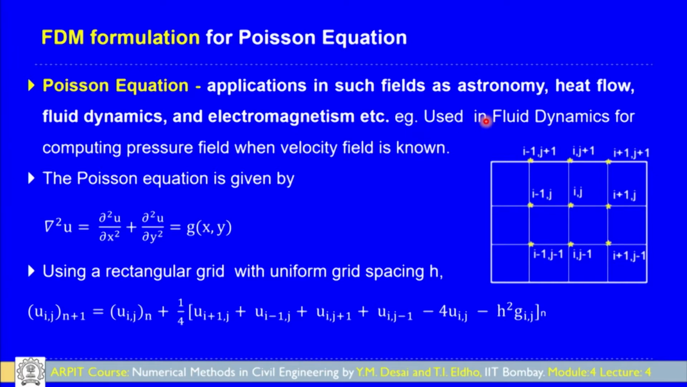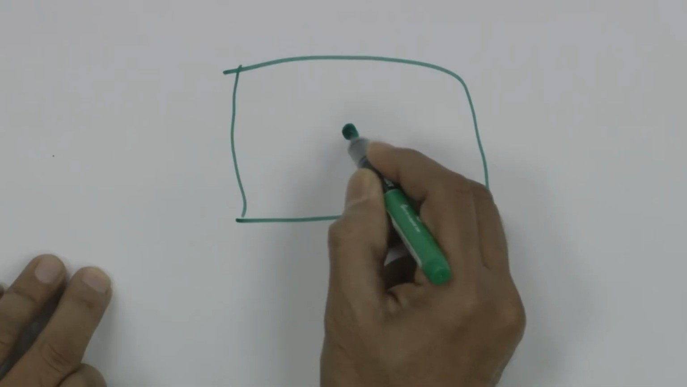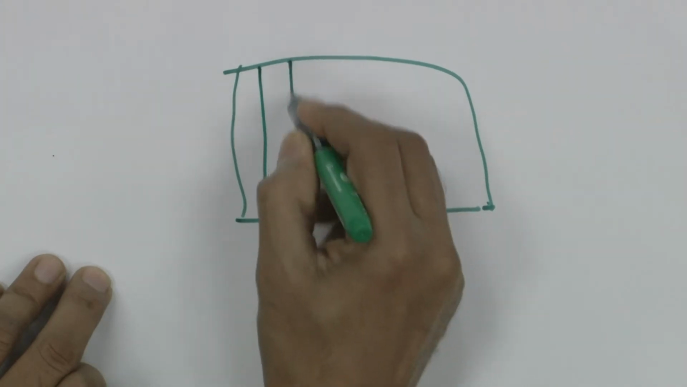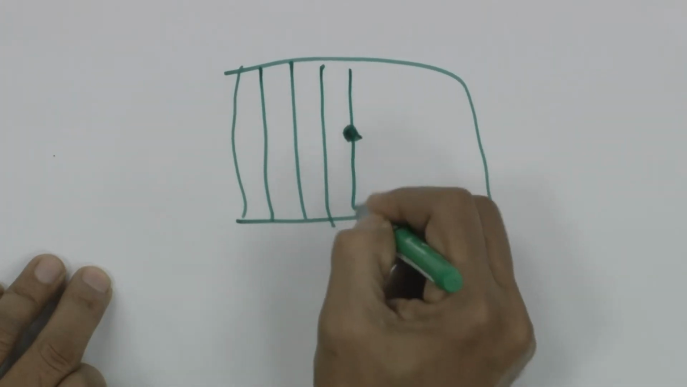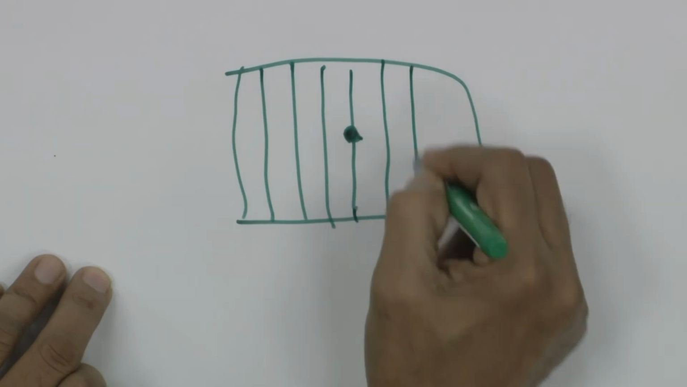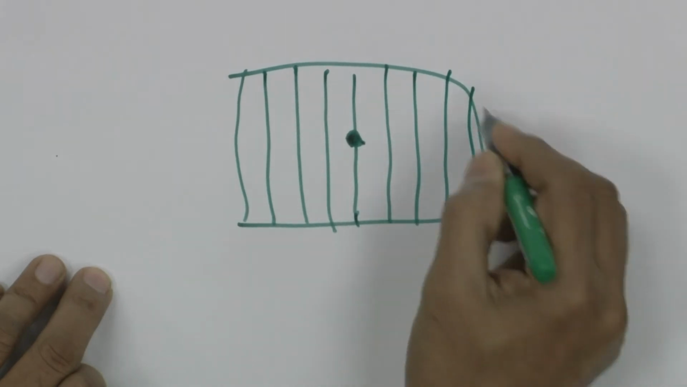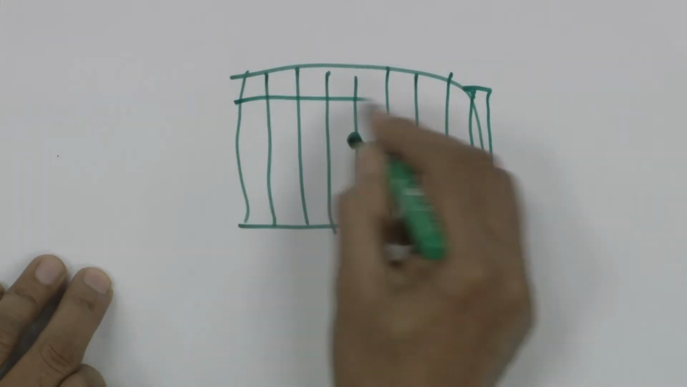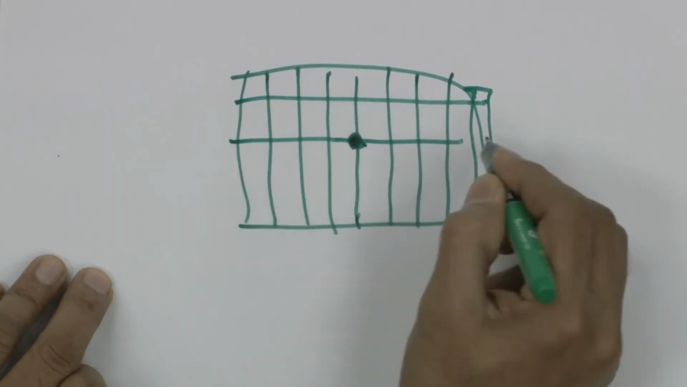For example, we can use the Poisson equation in fluid dynamics for computing the pressure field when the velocity field is known. Or, for example, if you have a groundwater flow problem and we know the pumping rate or recharge rate for a particular well at this location, we can solve it using the finite difference method for the Poisson equation.